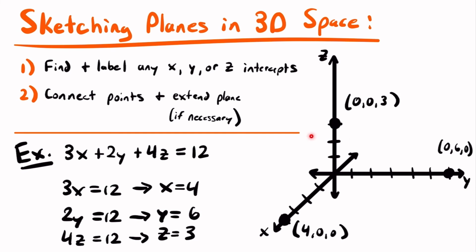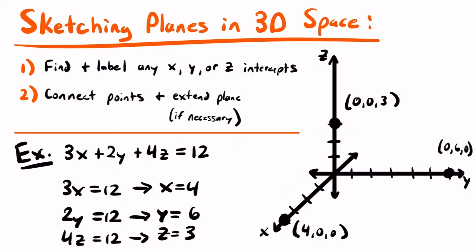All right, so now we have found and labeled all three of the x, y, and z-intercepts. This plane had all three of those. Not every plane will have an x, y, and z intercept. Some of them only have 2, some only have 1, and we'll talk about that in a little bit. But this one had all three, and we found and labeled them.